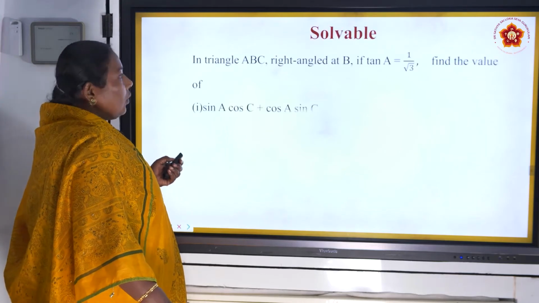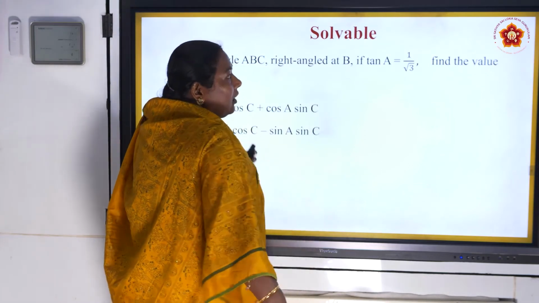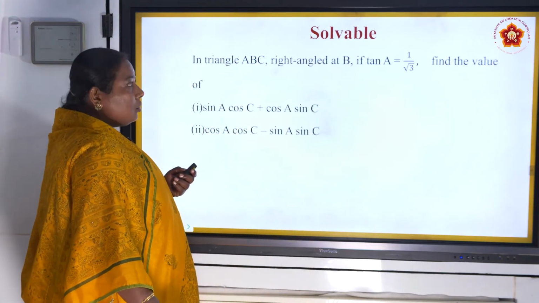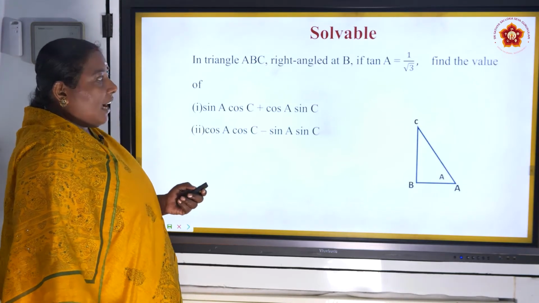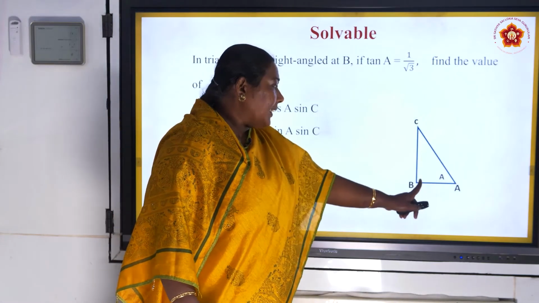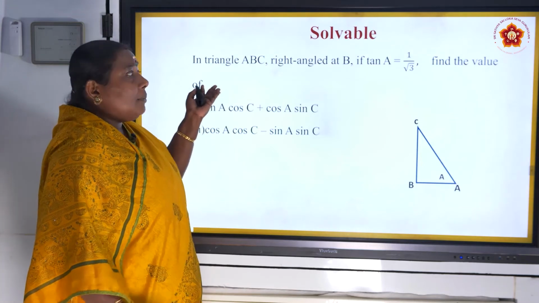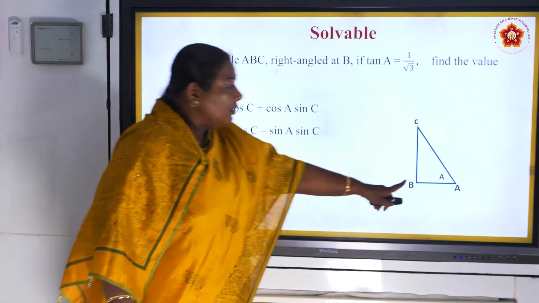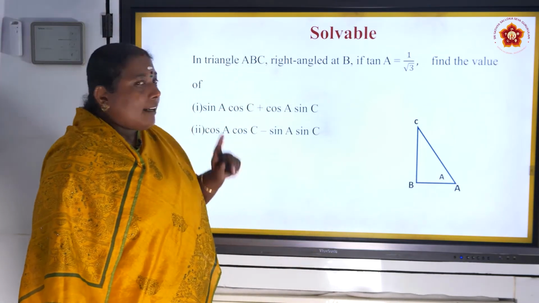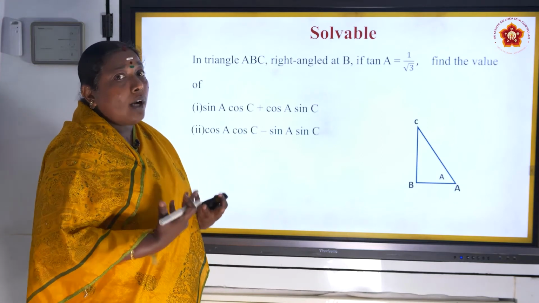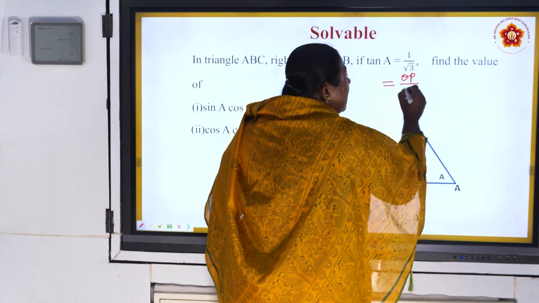Now let us go on to the next one. In triangle ABC, right angled at B, if tan A is equal to 1 by root 3, find the value of both. Let us see what this is. So they have given a right angle triangle ABC, right angled at B, and I can keep A wherever I can, because they didn't mention where I have to keep. So I am keeping my A this side. Then who is my opposite? BC. And who is my adjacent? AB. Tan is the ratio relating opposite by adjacent.